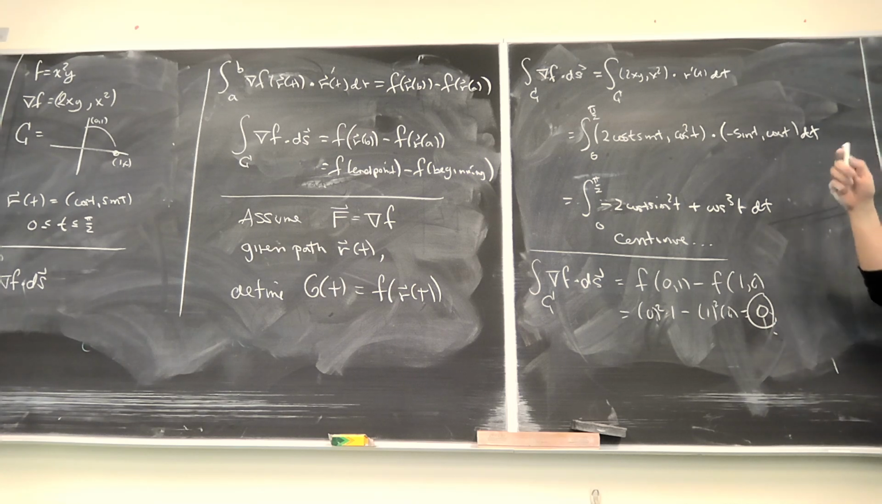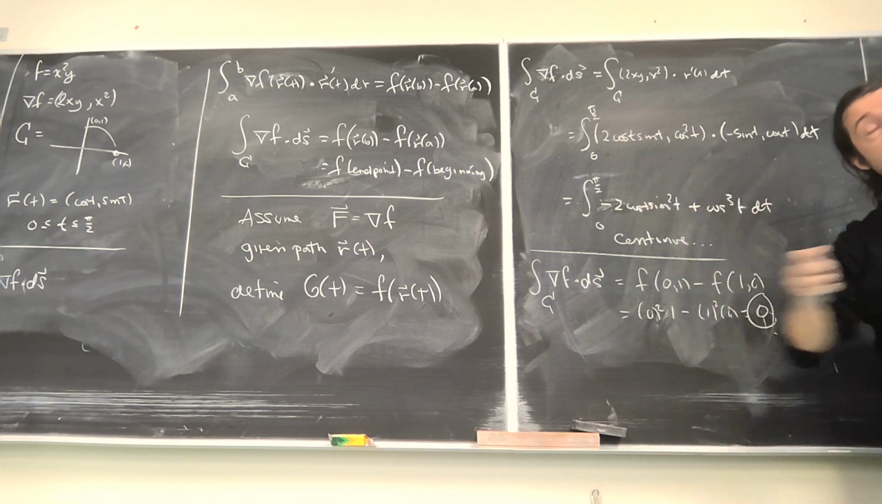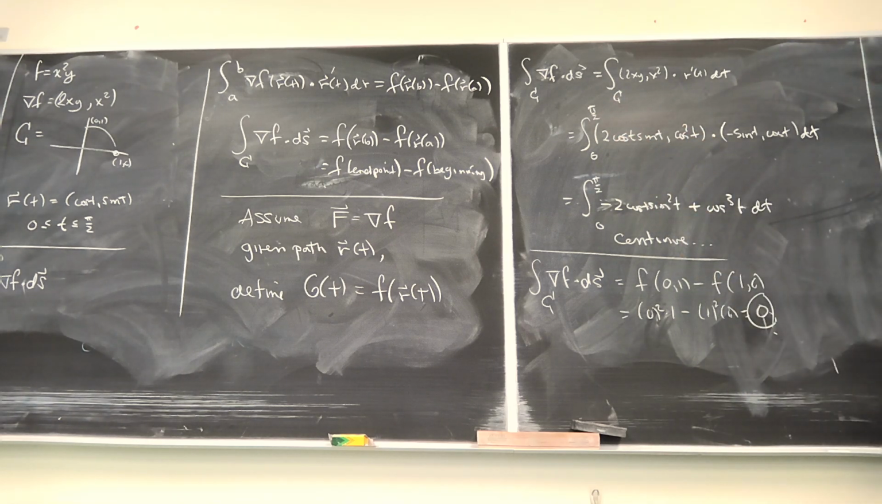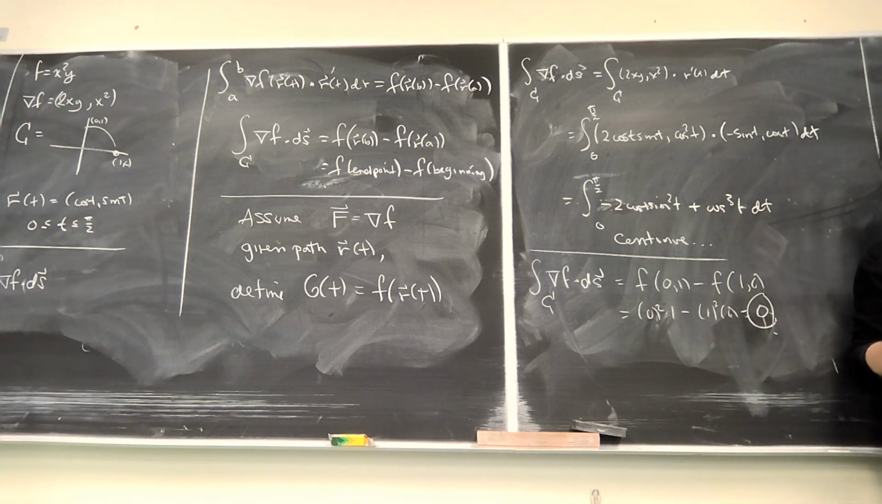So we have the general approach to any parameterization, calculating the line integral of any vector field. But in the special case of gradient fields, I don't need to do that. I can just evaluate the potential function at the beginning and the end of the path.